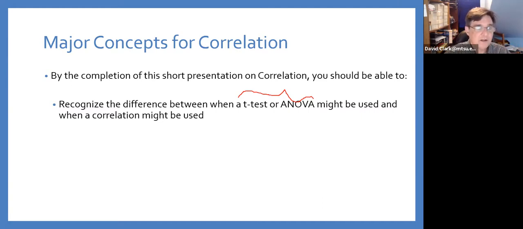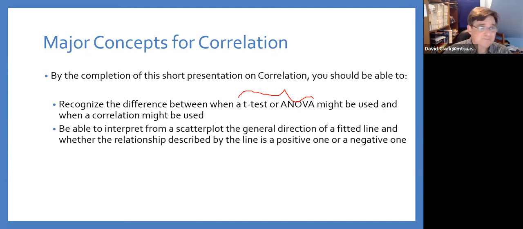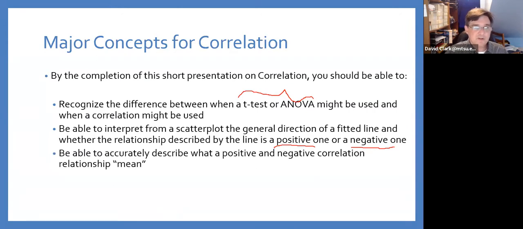I'll give you a scatter plot, and you need to be able to tell from the scatter plot just the general direction of the fitted line and whether the relationship is a positive one or a negative one. And guys, this is easy, but there will be people that will miss that. Please don't miss the easy stuff. It's so easy. You need to be able to describe what a positive and a negative correlation means, just in very basics. That's like 101. So please, that's easy also.